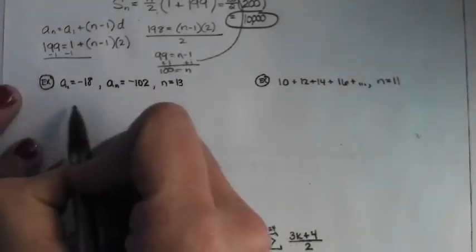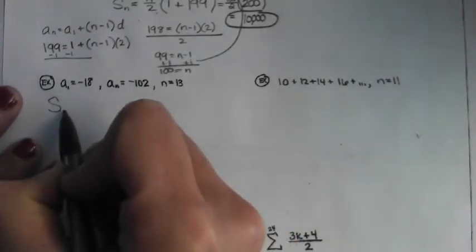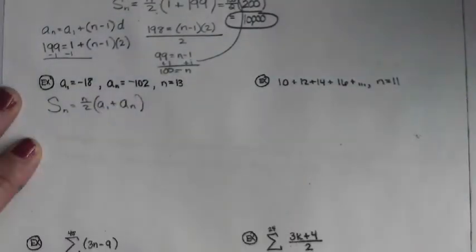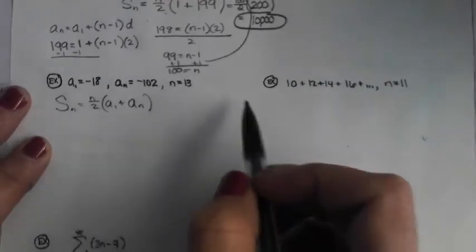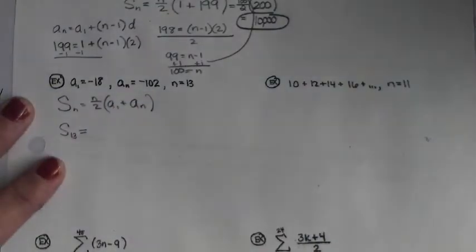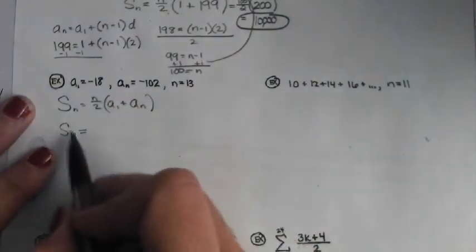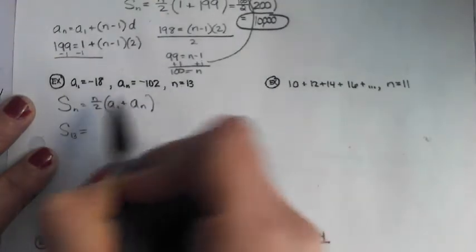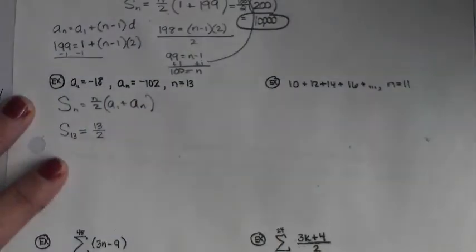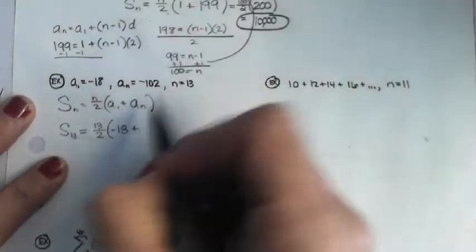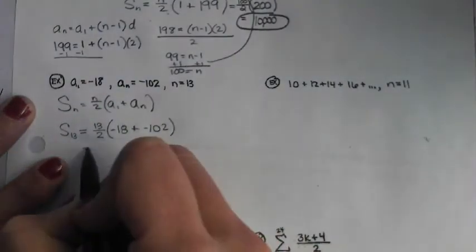We're going to evaluate S sub n. So S sub n, I'm just going to write down the formula. What is my n value? 13. So S sub 13 equals. What this is saying is that my series total through 13 terms is going to be what? So I have n is 13, so it's 13 over 2. They're giving us a sub 1 is negative 18. They're giving us a sub n is negative 102. So we're not really missing a thing here.